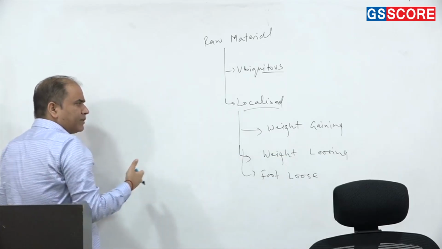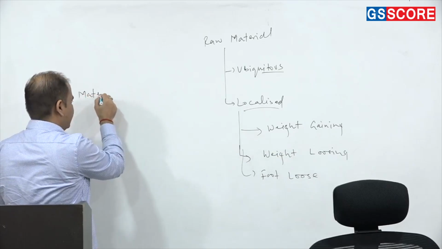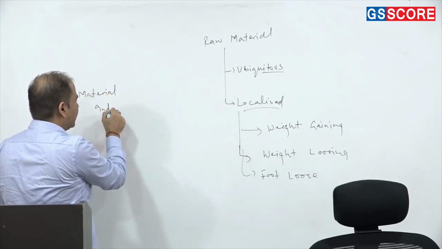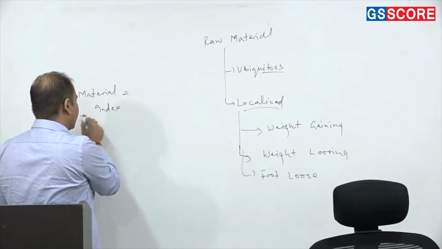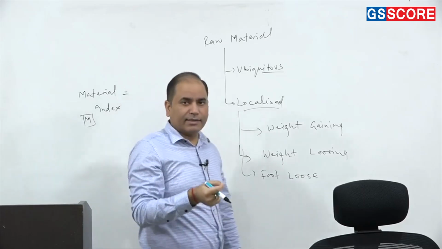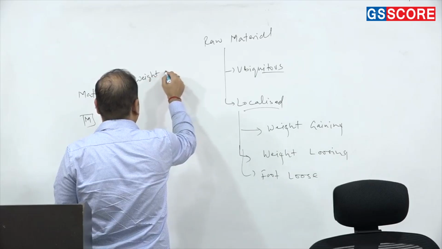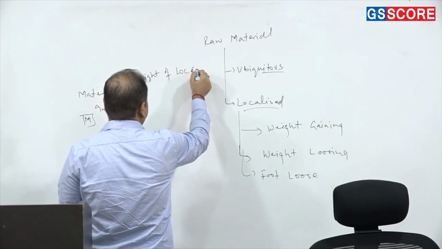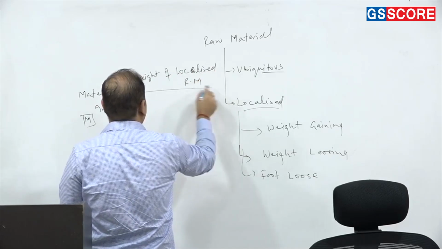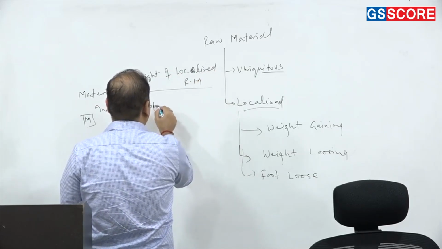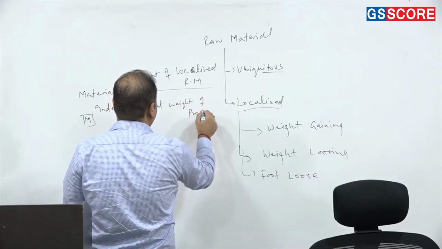How did he refer to this weight gaining and weight losing? In fact, he devised a material index. He prepared an index, and he referred to this material index as M. So, the material index is simply the weight of localized raw material by the total weight of the produced good.